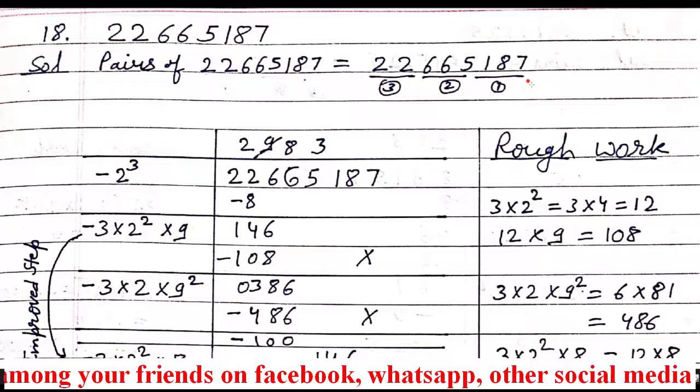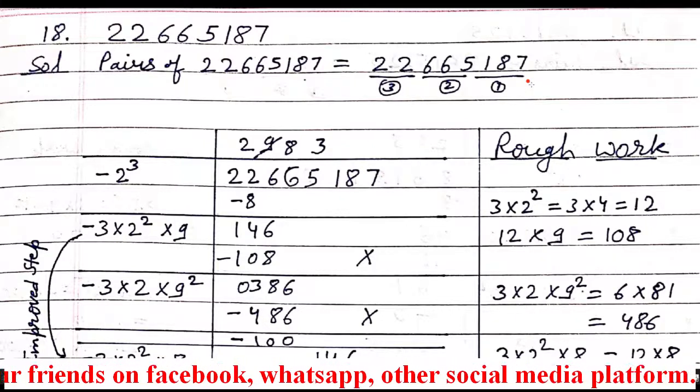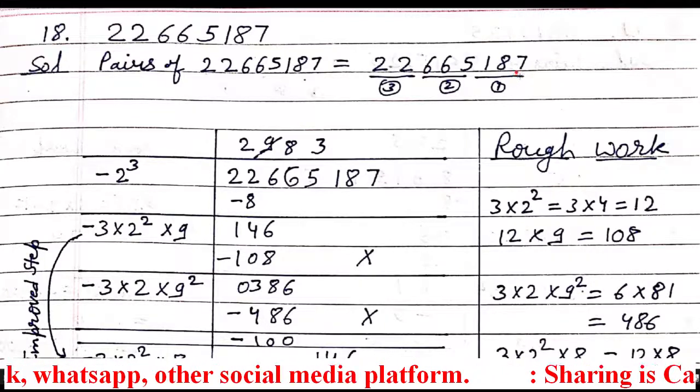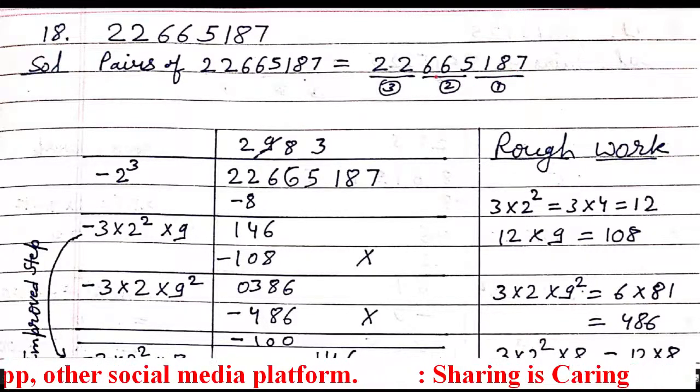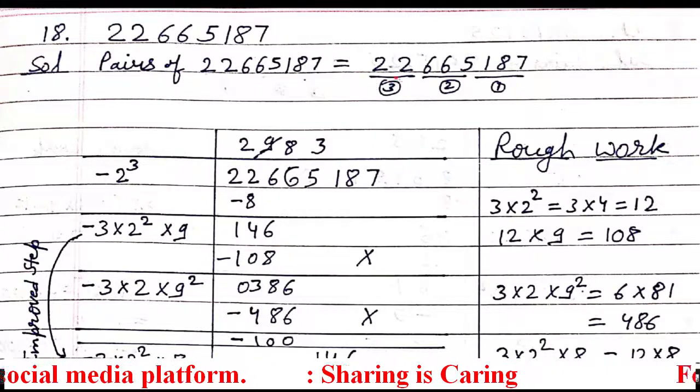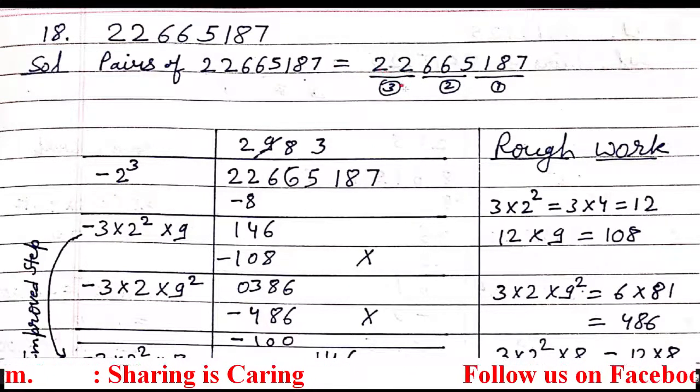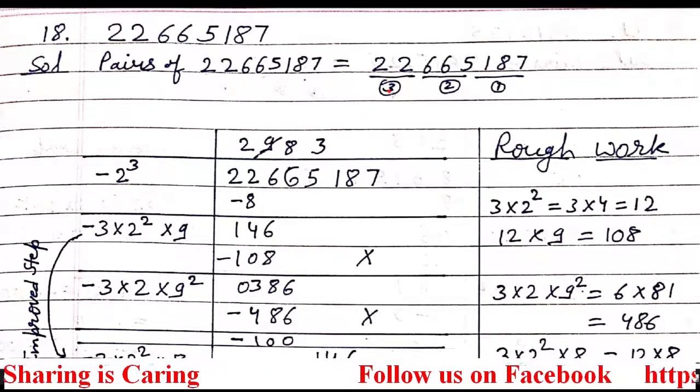When you form the pairs, you have to take three numbers together because we are going to find the cube root. So we obtain 187 as the first pair, 665 as the second pair, and 22 as the third pair, because we need three numbers but here only two numbers are there.